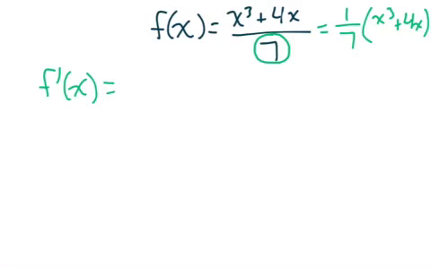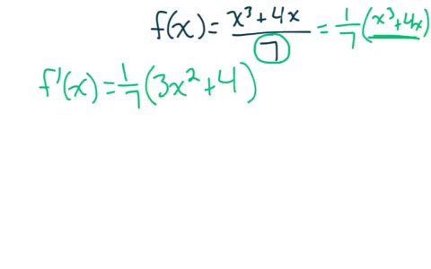And if we do that, then remember that we can pull a constant out of the derivative. And we can just say, well, this would be 1/7 times the derivative of the stuff that's in the parentheses here, which is derivative of x cubed is 3x squared, derivative of 4x is just 4, and we get 1/7 times 3x squared plus 4, or we could distribute that 1/7 out and we get 3x squared over 7 plus 4 over 7. Probably easier than doing the quotient rule.